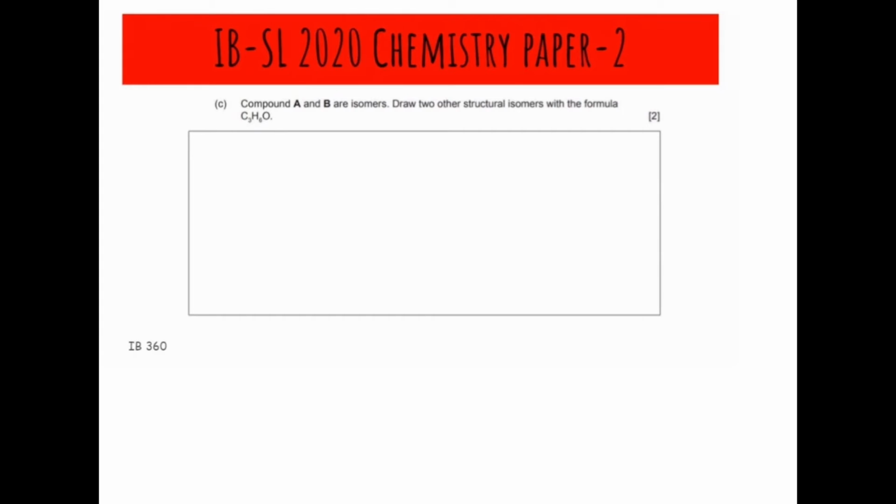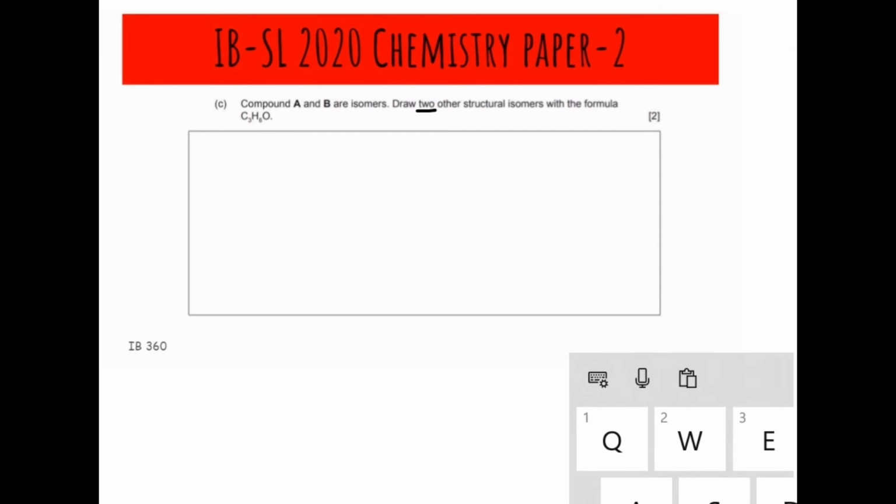Now in this question, we know that compound A and B are isomers. Draw two other structural isomers with formula C3H6O. Now we need to draw two other structural isomers, other than A and B, with the same molecular formula. One can be this. I'm just shifting the double bond to the right side of the second isomer, B.